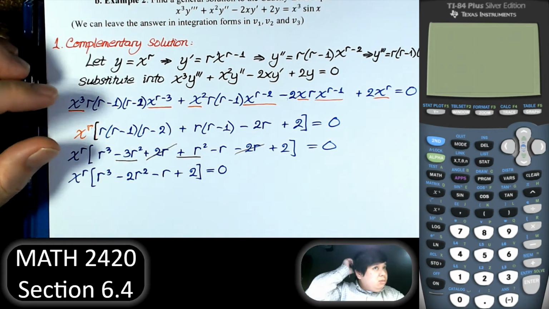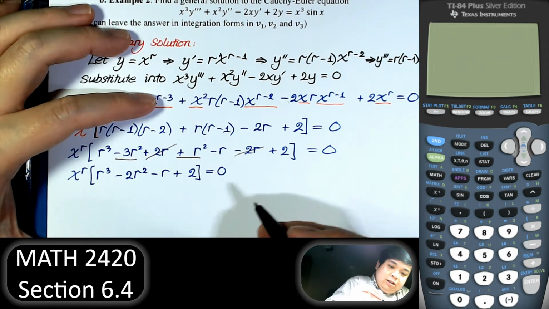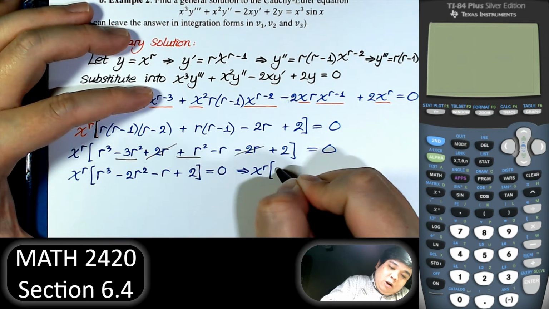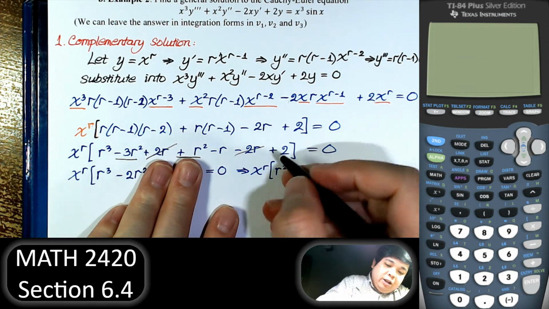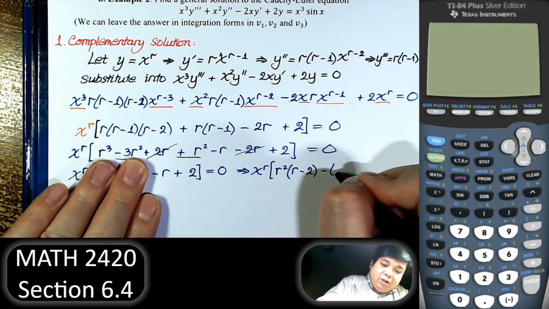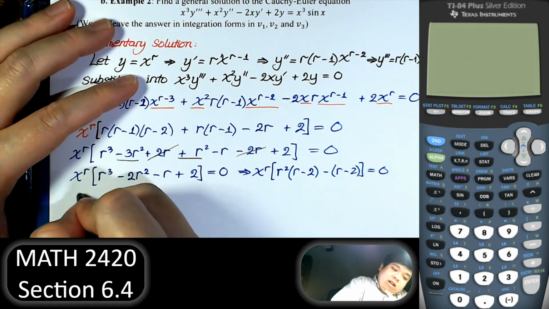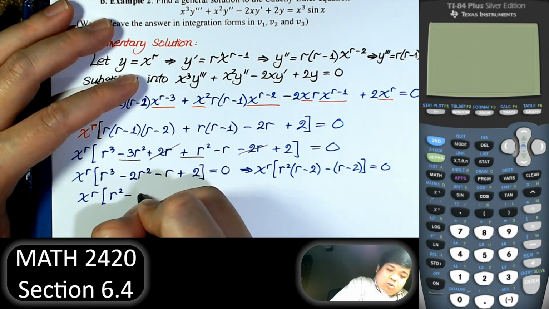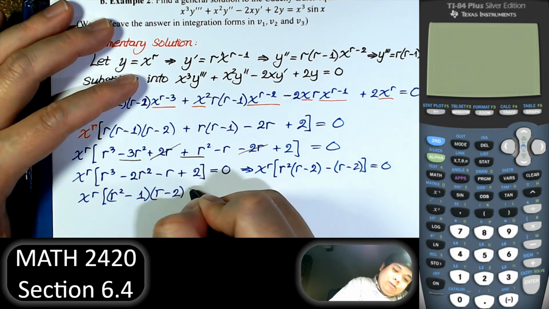Alright, so it's not that bad. Both of them we can factor out. r squared here from the first two terms, we have r minus 2. And then from the last two terms, we factor out the negative. So bottom line is we have x to the r times r squared minus 1, r minus 2 equal to 0.